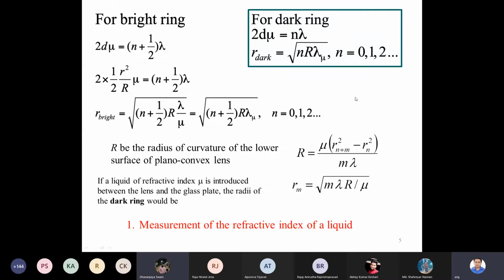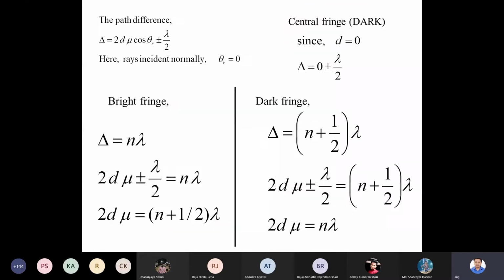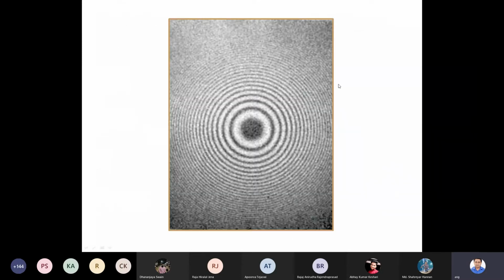No, for the dark ring, the central dark ring. Okay, this is the spot, the central dark fringe. Just look at this graph. This one. It is very tricky to measure the difference between these for the bright fringes.